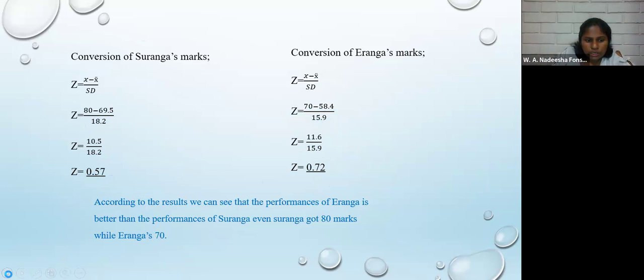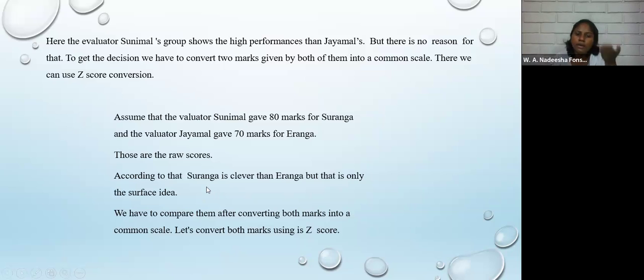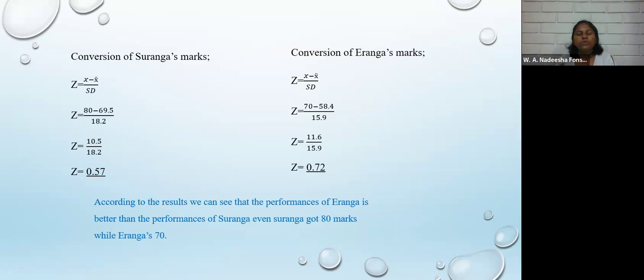But if we take the decision by looking at the raw data like this, that is not fair. That is why we as educationists have to go for comparison methods like this. It means sometimes, if we select randomly, Eranga's group may have many lower performances than Suranga's group. So according to that, Eranga's performance is better than Suranga's one, while Suranga's group may be different from that. So that is a fair method.